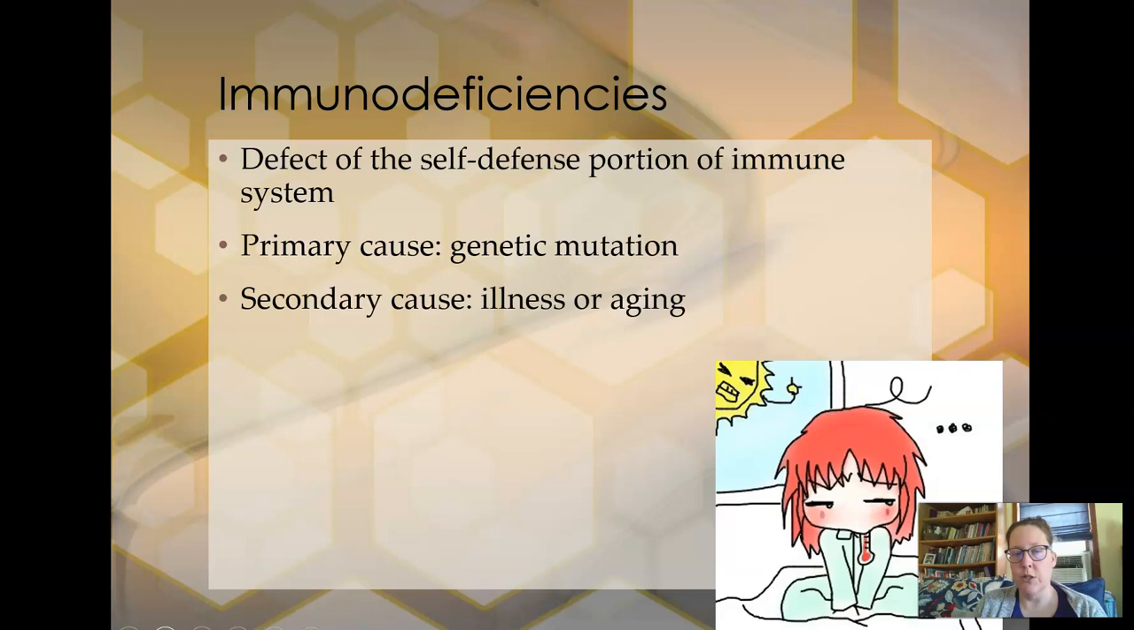All right, let's talk immune deficiencies now. An immune deficiency is a defect of the self-defense portion of the immune system. If it's from a primary cause, it's because of a genetic mutation. And if it's from a secondary cause, it's because of an illness or aging. An illness, for example, would be infection with HIV.